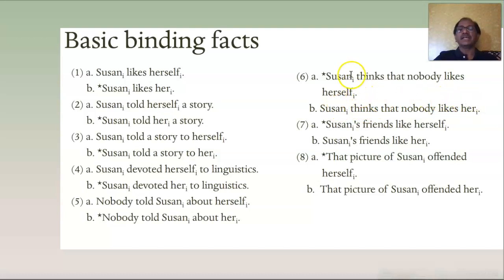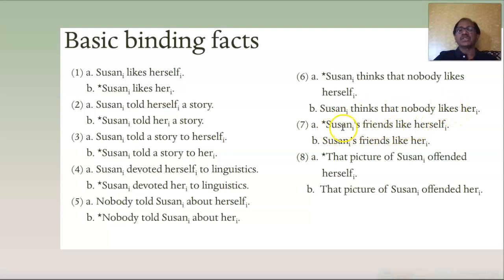What we see here is that both the antecedent and the reflexive must be co-arguments, whereas the pronoun and its antecedent cannot be the arguments of the same verb.